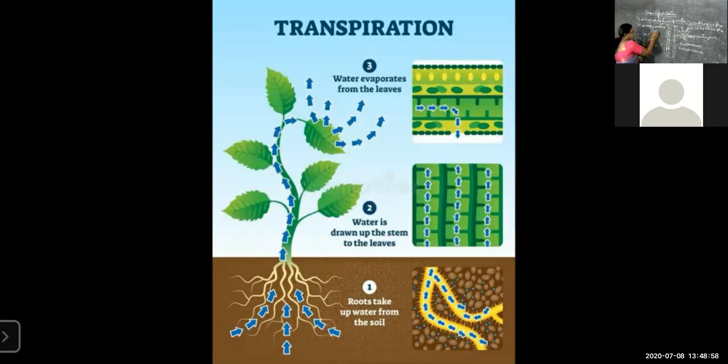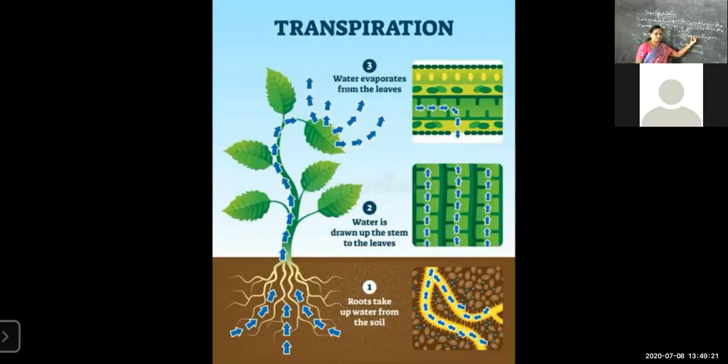Just now I told you where the stomata are present and what the function of the stomata is. So through stomata, children, the water gets evaporated. That is only known as transpiration, right? See, there is a water columnar structure. So you are looking at the smaller pictures at the side, children. I told you about the transpiration pull.